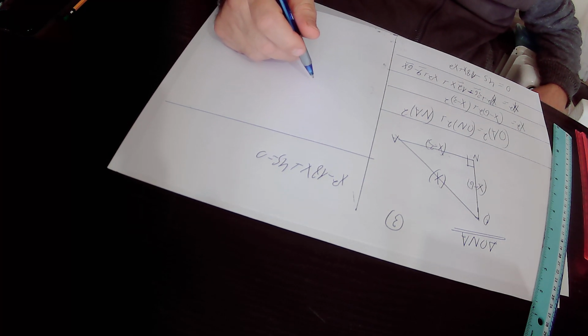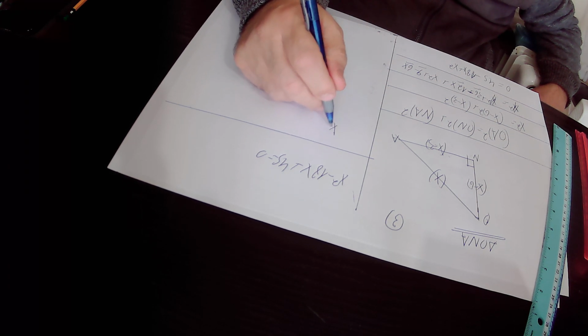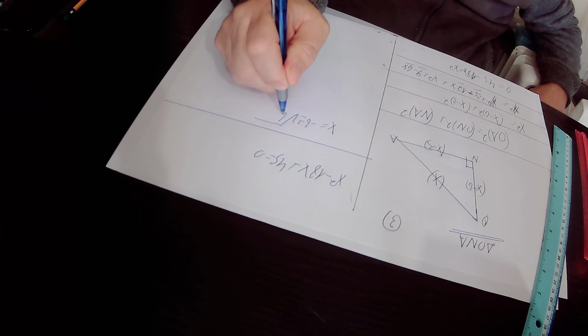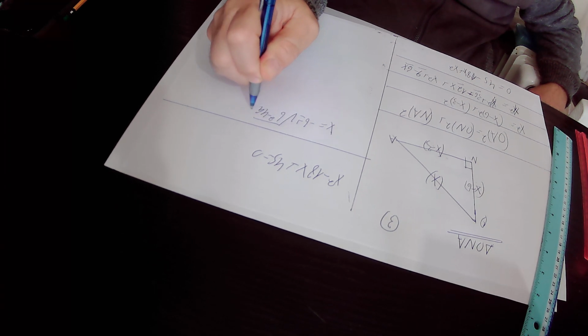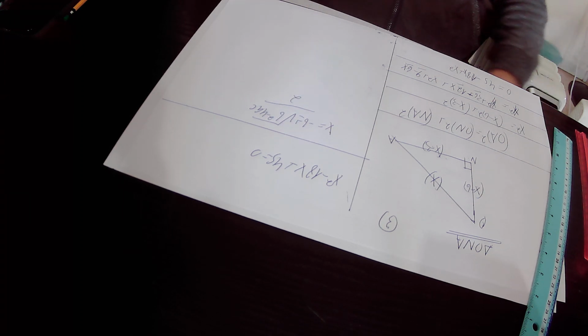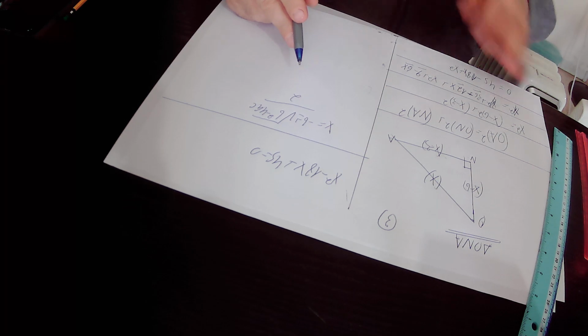The solution to this quadratic equation is x equals minus b plus or minus the square root of b squared minus 4 times a times c, over 2a. Here a, b and c are the coefficients of the quadratic equation, and x is the variable that we are looking for.